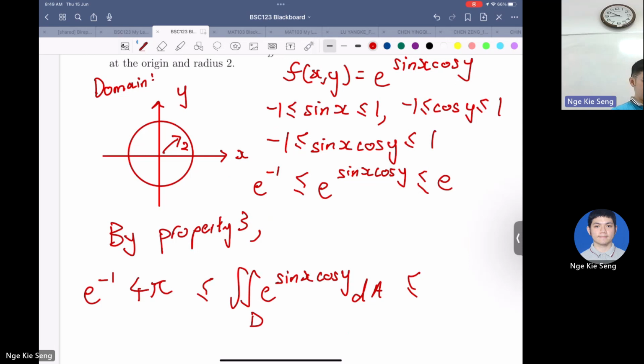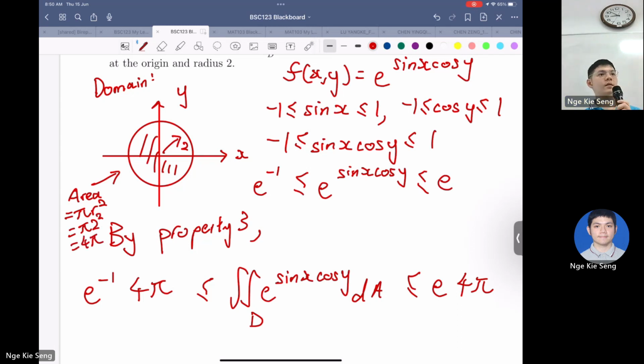Pi r squared. Okay, so here area is pi r squared. Correct. Area of the circle, pi r squared. So bounded above by e times 4 pi. Yeah, the circle formula is pi r squared. So the radius is 2, so pi times 2 squared is 4 pi.